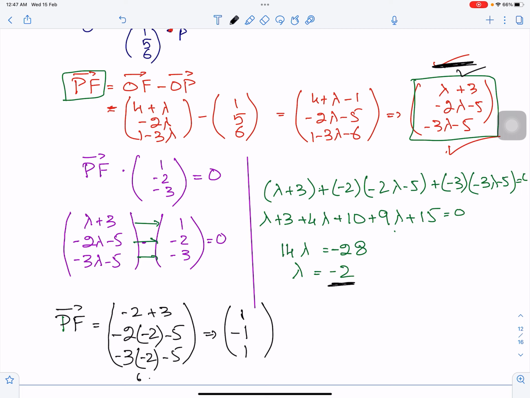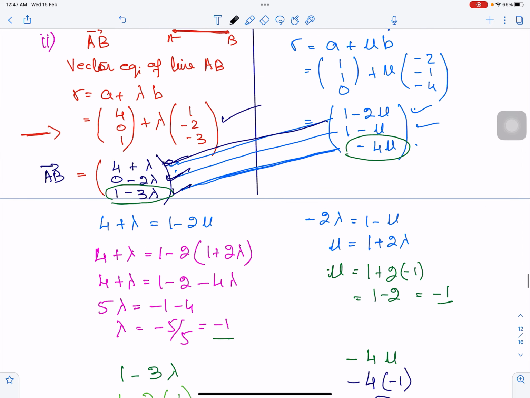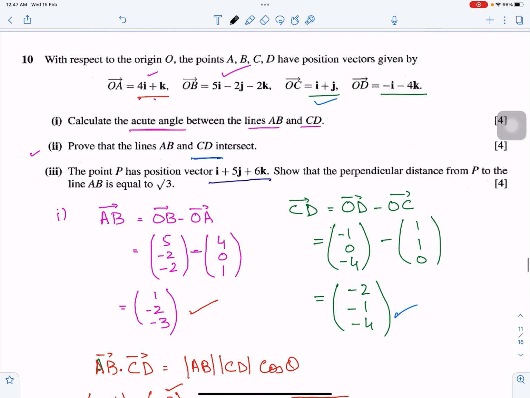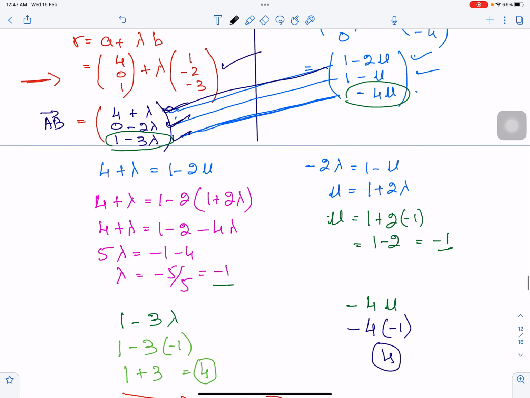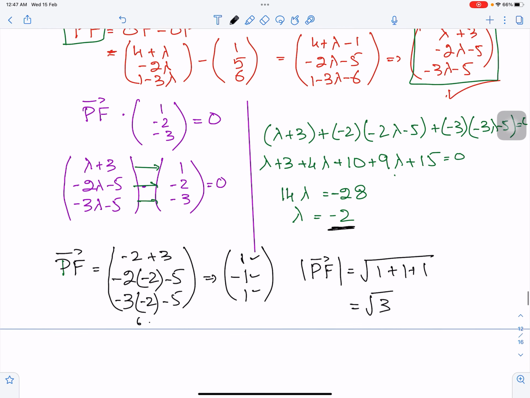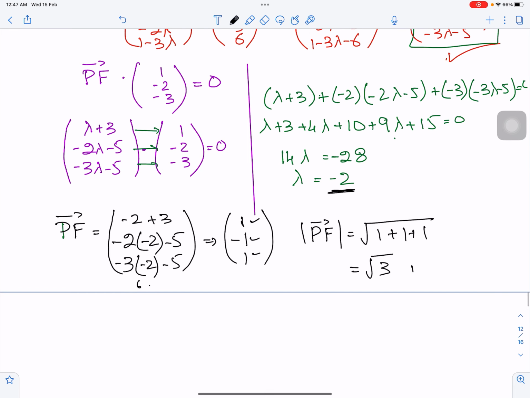Now you just need to take its modulus because you have to find the distance. And distance you get by taking the modulus. 1 plus 1 plus 1, because you are squaring each one of them, remember? So your answer is root 3. So what was the question asking? It was saying show that it is root 3. So we have proven here that it is root 3. So you can just write here proven, and that's all.